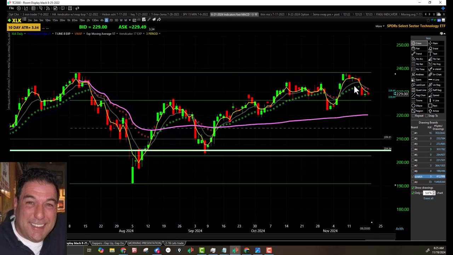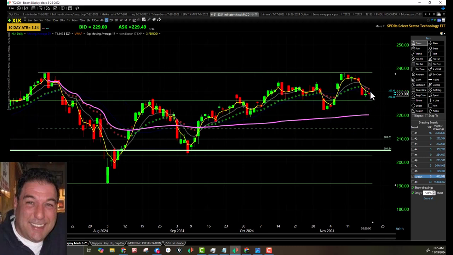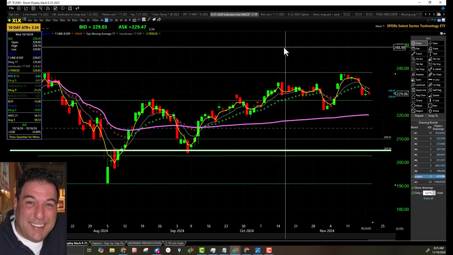XLK making higher highs and higher lows. That's an uptrend, closing underneath the 17, not so much. Closing up in quadrant 4, that's bullish. Closing over all-time high anchored VWAP, also bullish. So it's in an uptrend. Again, like a lot of the other indexes and sectors, they're just not moving up right now.